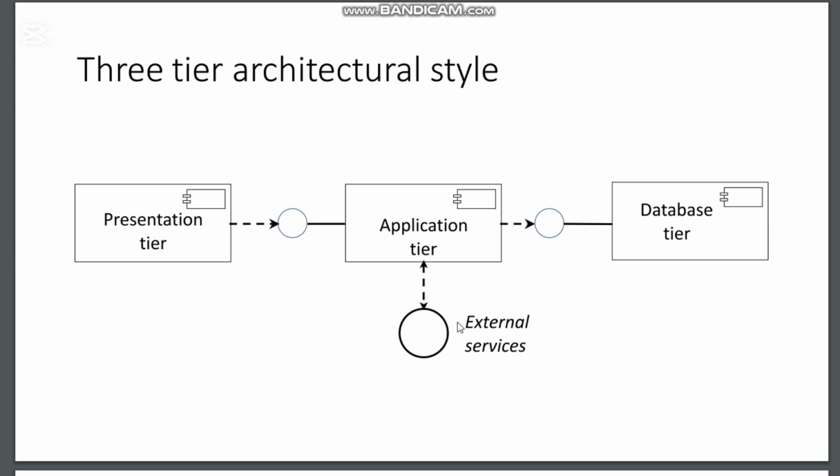Then we have the three-tier architecture style, which includes the presentation tier, then the application tier, and then the database tier. We also have external services as a dependency here. The presentation tier may house internal complexity, but as long as it supports the same interface, it is a binary replaceable component.